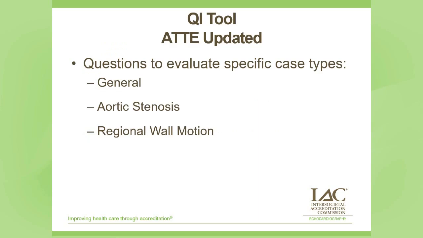In adult echo, we have a couple of different case types to choose from. There is general, which is general questions about an echo. They reflect what our old forms used to say. And then we've also added aortic stenosis case types and regional wall motion. This is really helpful because the questions came right from your application review findings and the review form, so they really are the answers to the test. One helpful hint before submitting any cases to us for reaccreditation is to use the QI tool to evaluate the cases yourselves to see how well you'll perform on accreditation. Just a helpful hint.